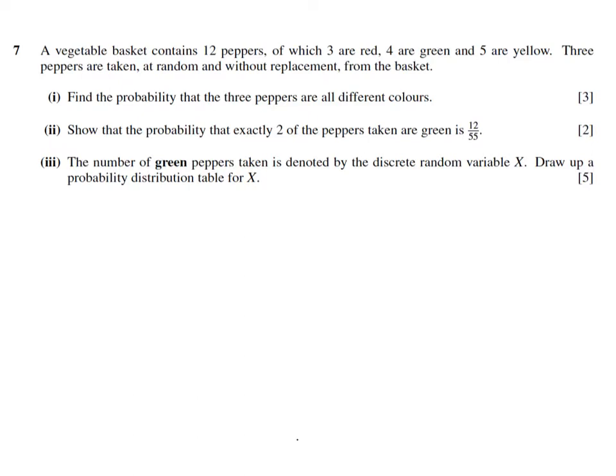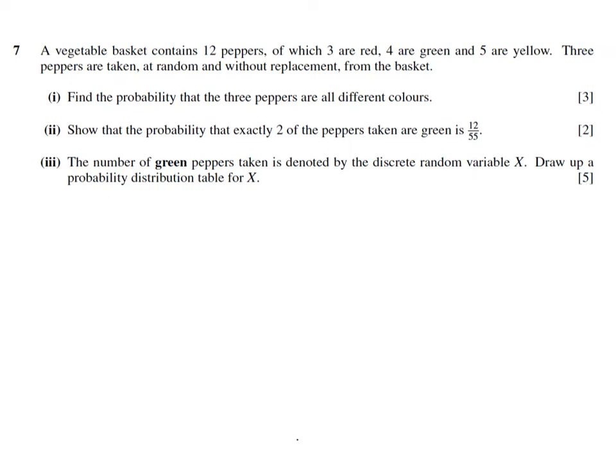A vegetable basket contains 12 peppers, of which 3 are red, 4 are green and 5 are yellow. 3 peppers are taken at random and without replacement from the basket. Number 1. Find the probability that the 3 peppers are all different colors.